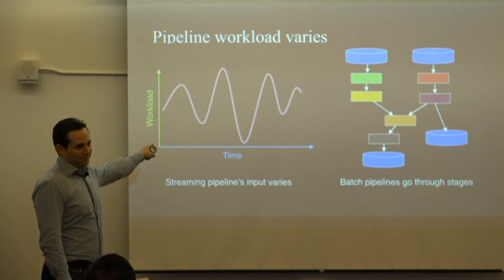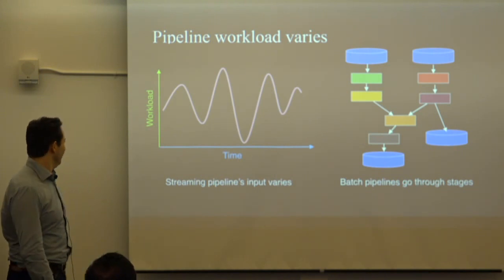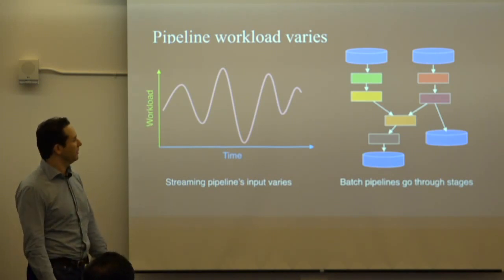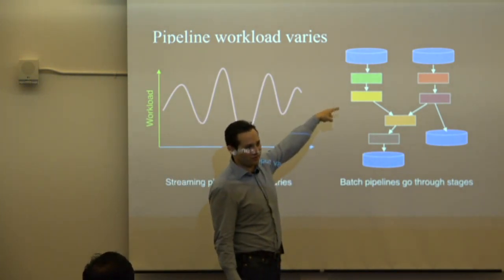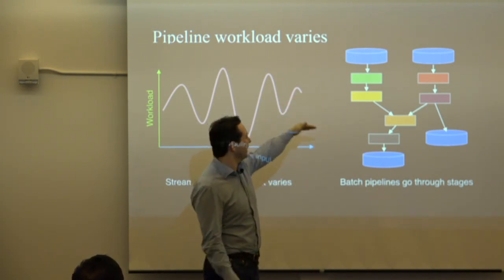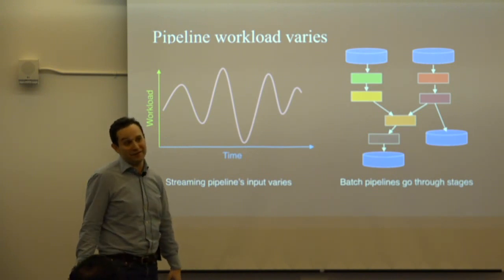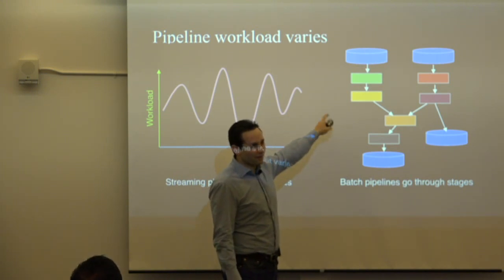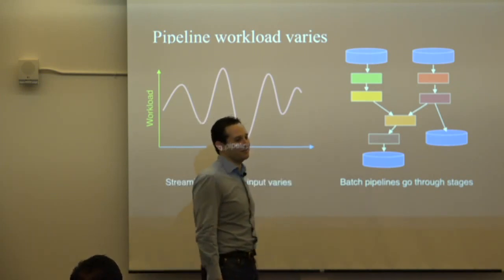Pipeline workloads vary. So here's another example of where we want to enable autoscaling. Streaming pipelines tend to vary over time. You usually have a diurnal cycle from day to day, week to week. Batch pipelines go through stages. With a batch pipeline, the yellow stage can't run until the green stage finishes because it's processing all the output from the green stage. So you tend to have green and red running, and only when they're done are yellow and purple running. And the amount of processing to be done at various stages will vary quite a bit. If the green stage is a filter, the yellow stage will process a lot less. Conversely, if the green stage fans out, if it takes every word and fans it out to every letter of that word, then the yellow stage is going to process a lot more than the green stage.